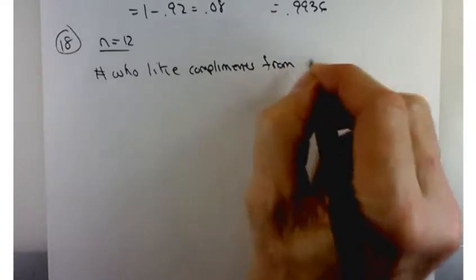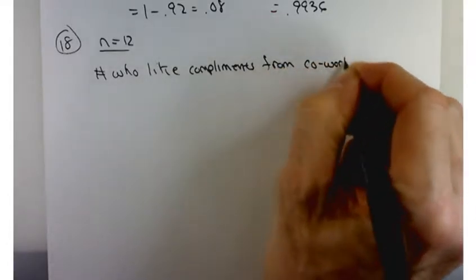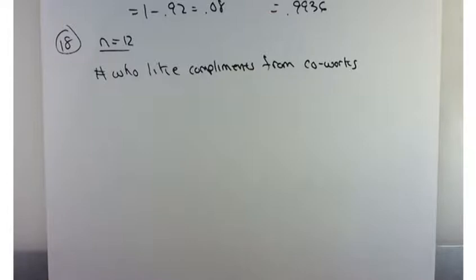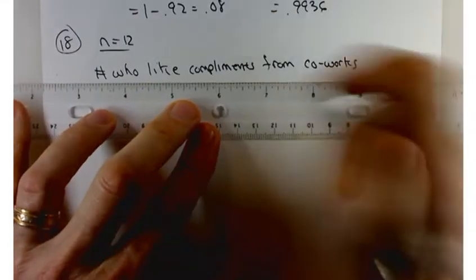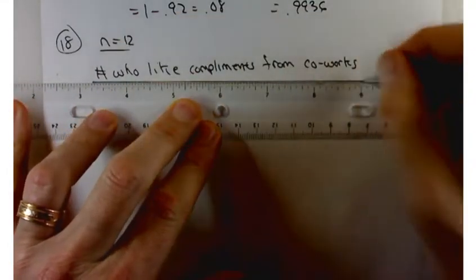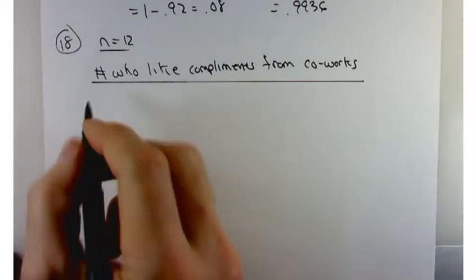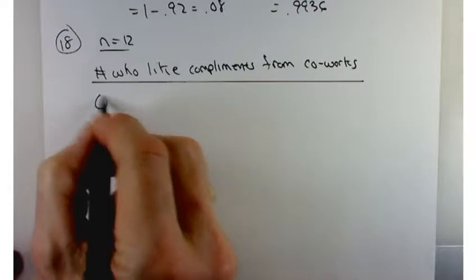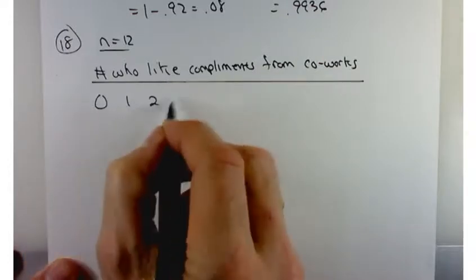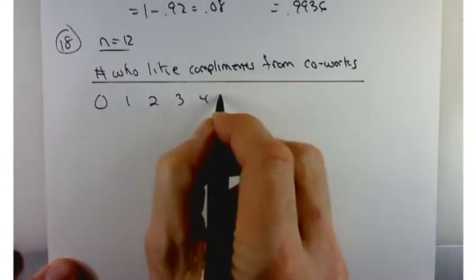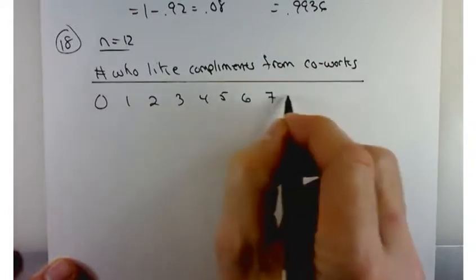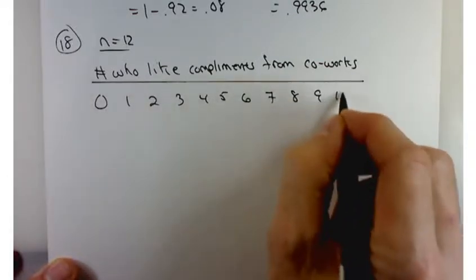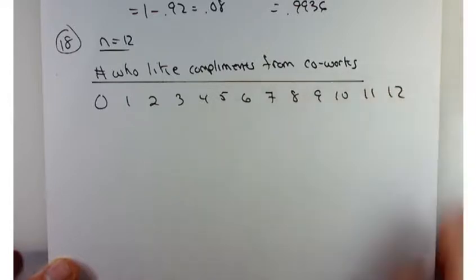From coworkers. So what are the possibilities here? How many could like it and how many might not like it, etc.? How many could you find? Well, 0, 1, 2, 3, 4, 5, 6, 7, 8, 9, 10, 11, 12.